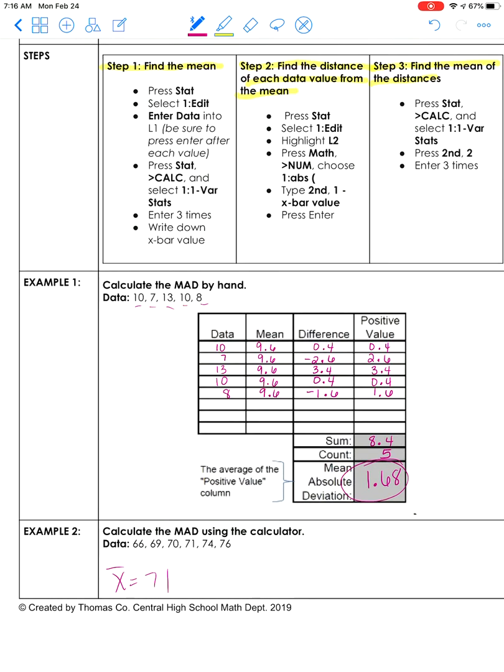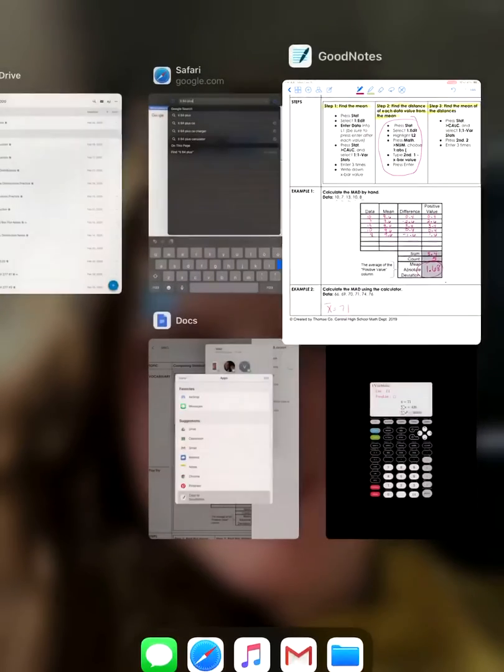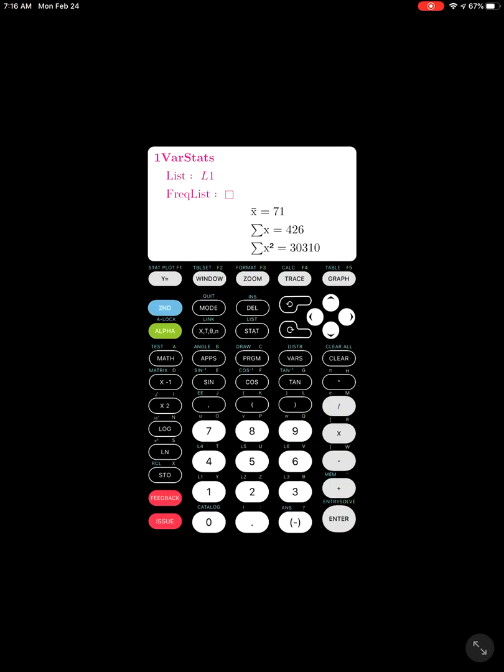Okay, so now I'm going to look at step 2. Step 2 is where I'm at, and it says we're going to go through these steps here. Okay, so I'm going to follow them just the same. Remember, I'm figuring this out on a different calculator that's supposed to be kind of similar. All right, so step 2 says we're going to find the distance of each data value from the mean.